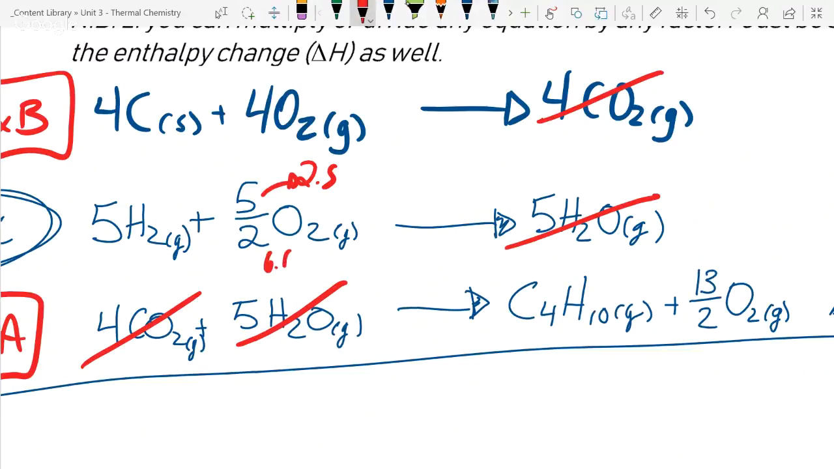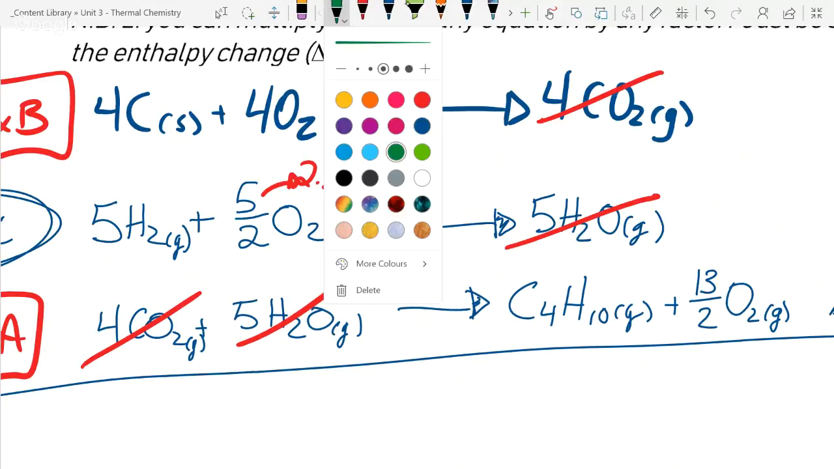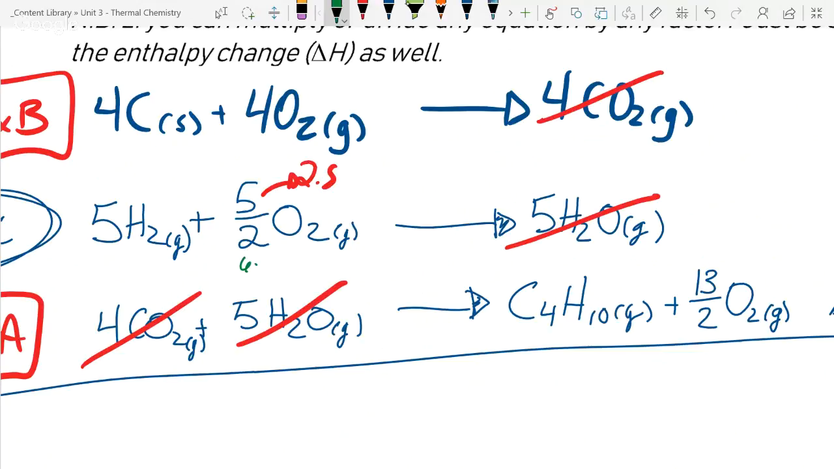So 6. Oh, I wanted to use green for this. Hello, green. That's a really big, thick pen. Okay, so 6.5 O2 altogether.